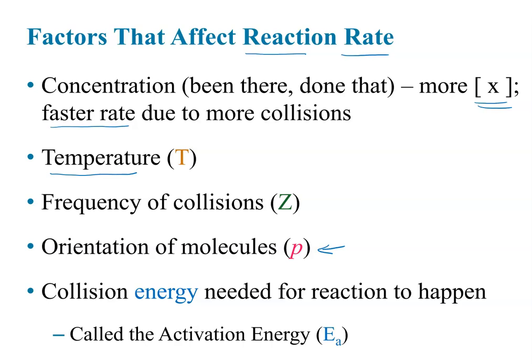And then finally, when molecules collide, there's a certain energy of that collision, and it turns out there is a minimum energy that the collision has to have in order to get the reaction to happen. This minimum energy is called the activation energy, and it has the symbol E sub A. For the rest of these notes, we're going to be looking at these factors: concentration, temperature, frequency of collisions, the orientation of the molecules, and this thing called activation energy. And we're going to apply that to reaction rates and see how they would affect them.